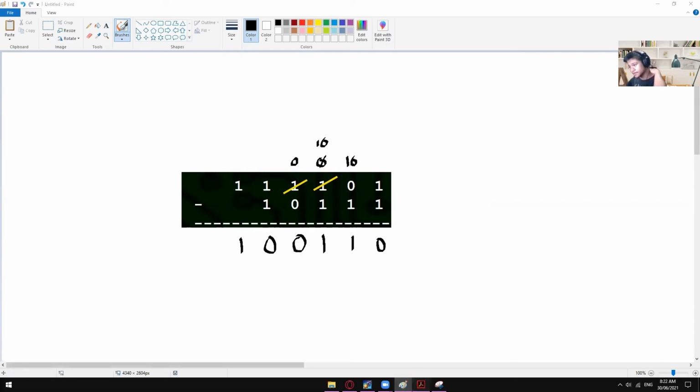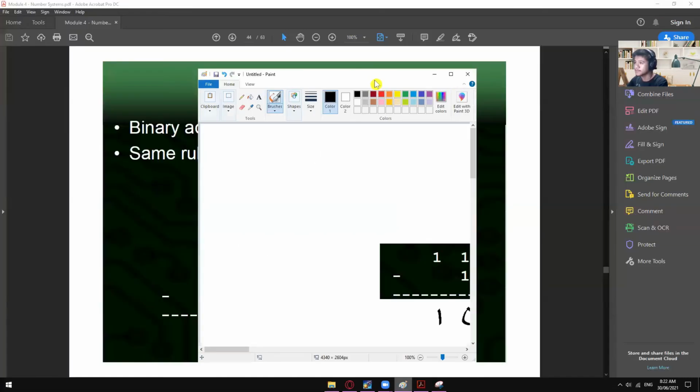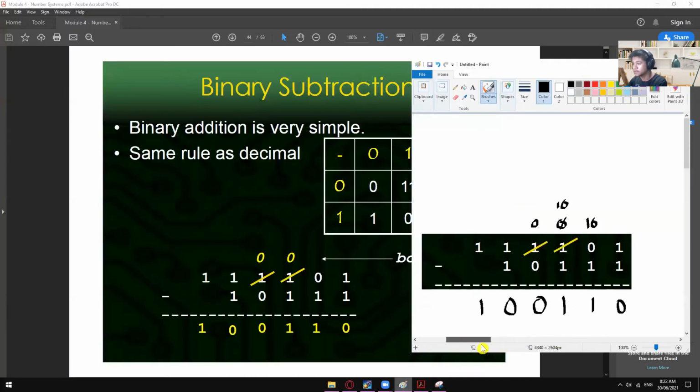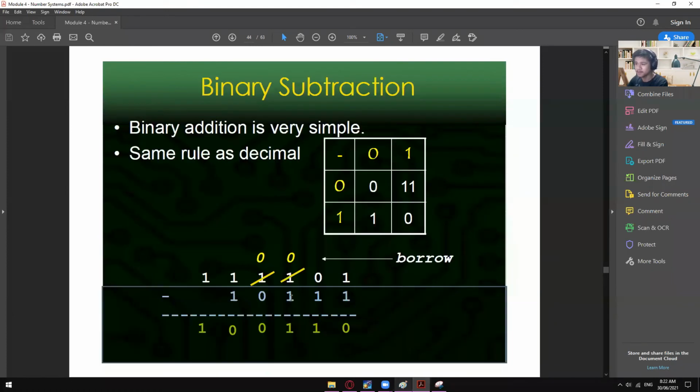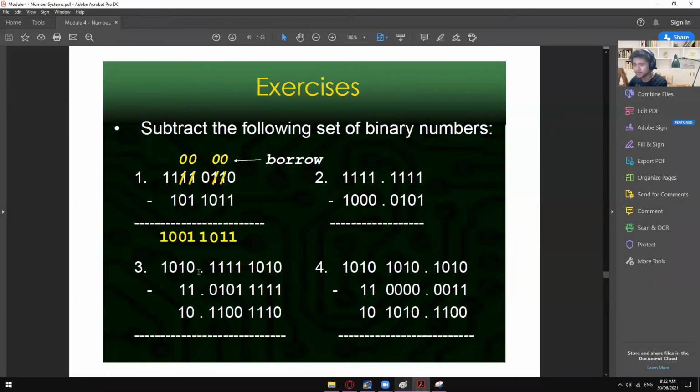Okay, so let's compare our answer. We have the same: 1, 0, 0, 1, 1, 0. All right, so are we clear so far regarding this example? Okay, great. If ever you have a question, don't be shy to ask, okay? Again, we will not answer number 1 and 2 since this one is super similar to this one. The one that we're going to answer is the one that is a little bit more difficult.